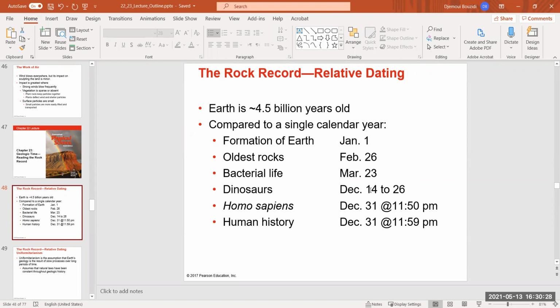Dinosaurs appeared from December 14th to December 26th. So that lasted a long time compared to Homo sapiens, which appeared only about 10 minutes ago. Let alone modern humans and human society, which appeared in the last minute. Okay, so that is really something to ponder, at least to see how things are in scale. I mean, we think that we've been living forever, but it's not true. We've been here on Earth for about a minute compared to everything else.